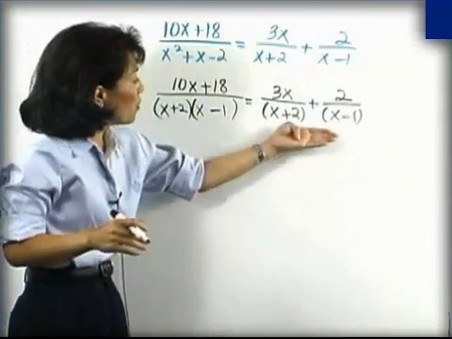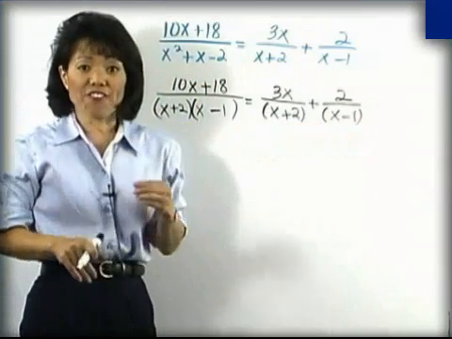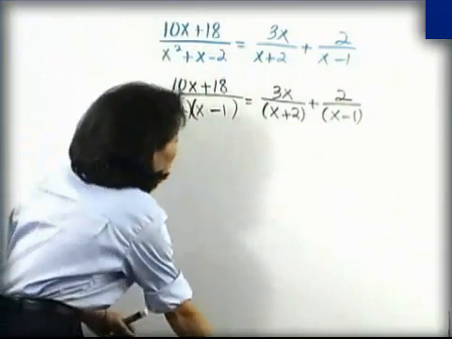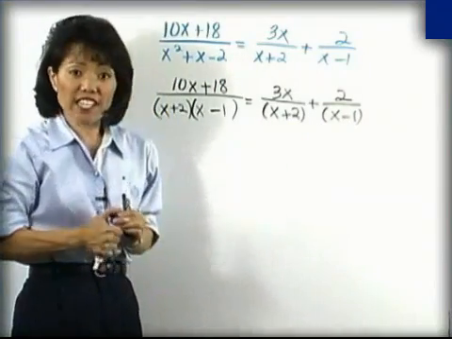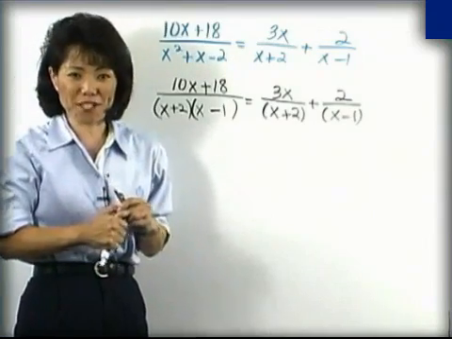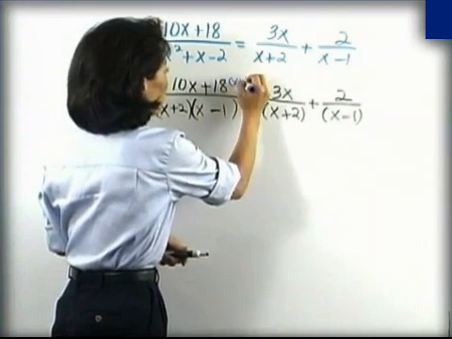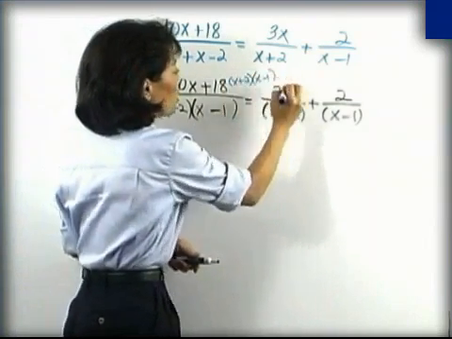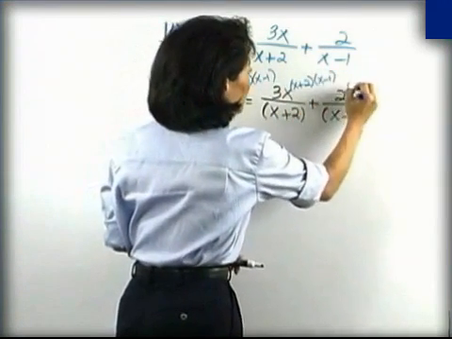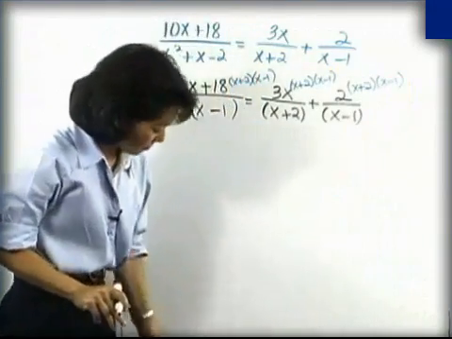Now that we've got all of our fractions in factored form, we can easily identify the LCD. Would you agree with me that the LCD in this particular case is x plus 2 times x minus 1? Since that is our LCD, remember this procedure? We're going to multiply every term in this equation by that LCD, x plus 2, x minus 1.